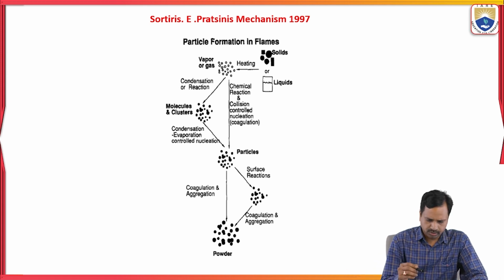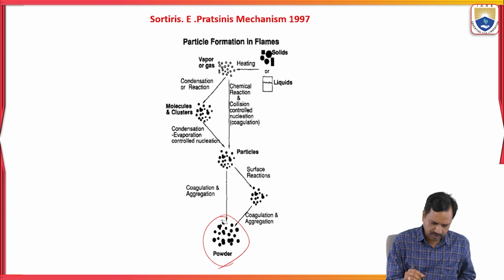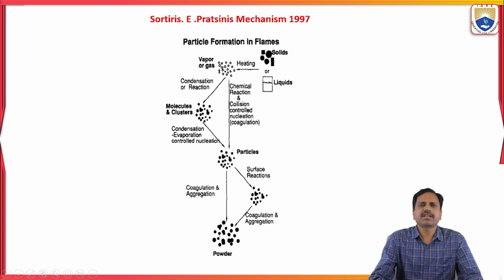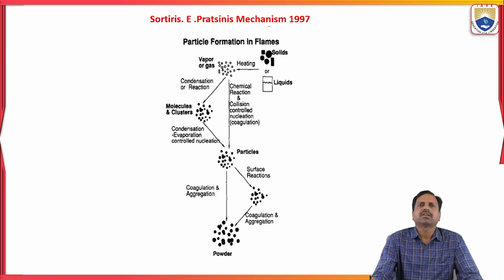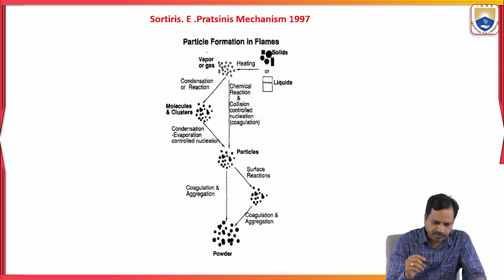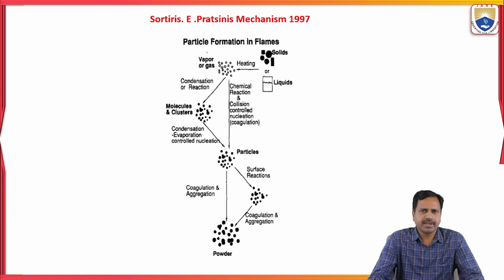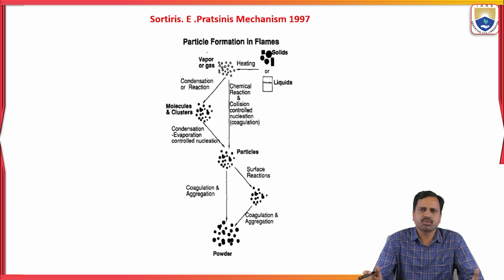I'll explain. So from this, we finally got the powder. This mechanism was explained by Sotiris E. Pratsinis in 1997. In 1997, he explained how the particles are formed in the flame synthesis method. As I also explained, in the flame synthesis method, the precursor materials get vaporized, and that vapor is injected into the flame.